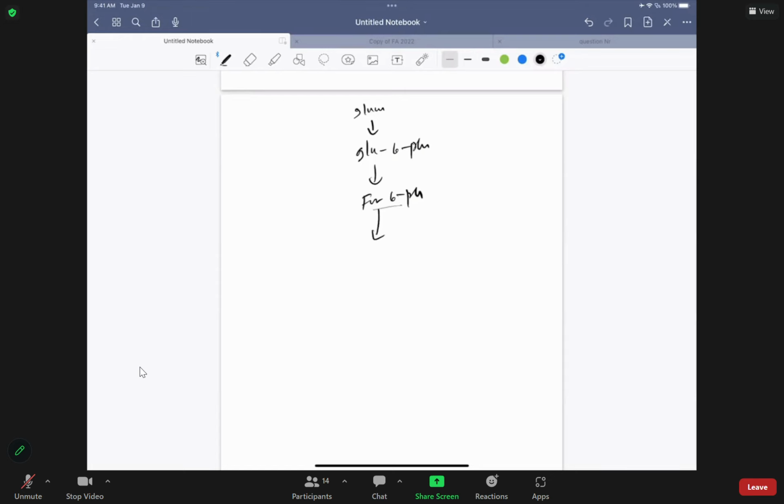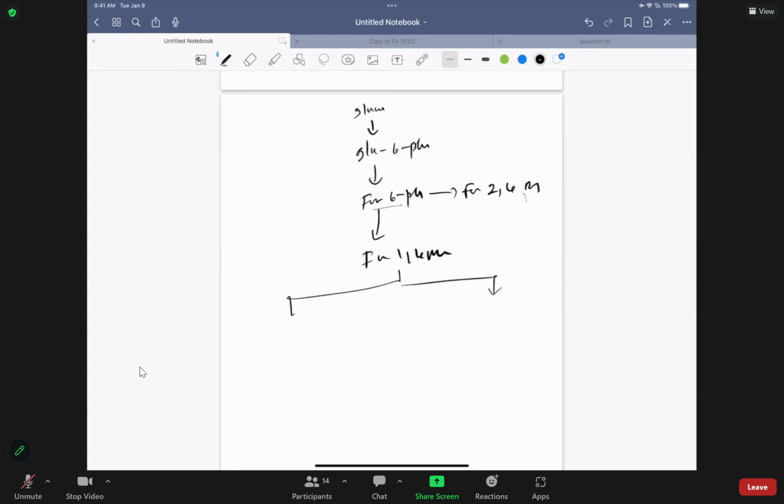So after fructose 6-phosphate, what do you get first? Fructose 1,6-bisphosphate? No? Does everybody agree with her? Fructose 2,6-bisphosphate, that brings the fructose 1,6-bisphosphate. Remember that? Okay. Continue.